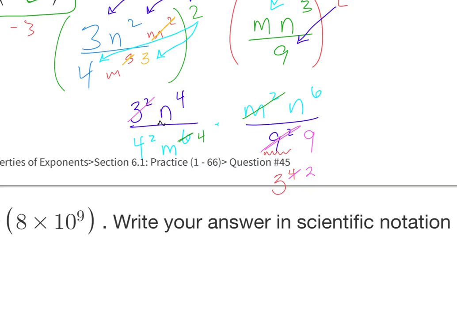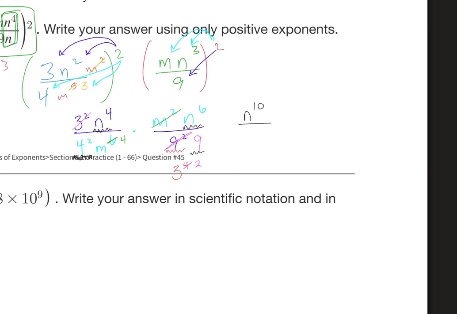We have n to the 4th times n to the 6th is n to the 10th over 4 squared times 9. Well, 4 squared is 16. 16 times 9. Can I do that in my head? I don't know if I feel like it. 90 plus 54 is 144. Yeah, I could do that in my head. Okay. N to the 10th over 144.